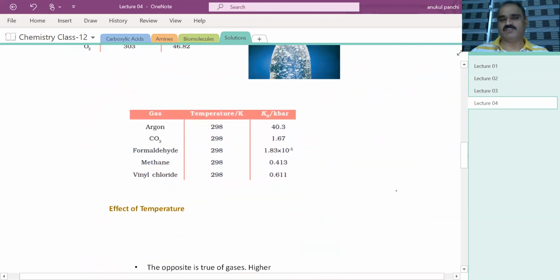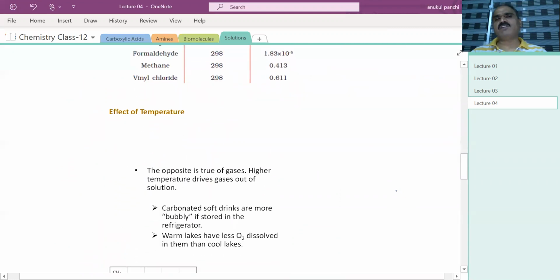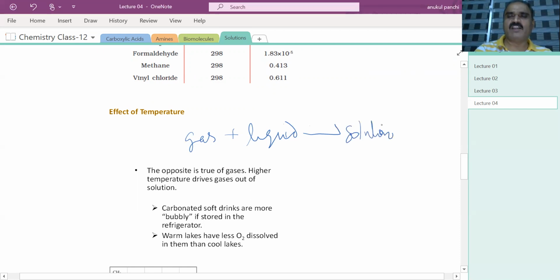effect of pressure. Now, effect of temperature. In temperature, again, Le Chatelier's principle plays its role. When a gas goes into a liquid to form a solution, what do you think? What will be the value of delta H? What will be the enthalpy change? Will it be positive or negative? Will the process be exothermic or endothermic? Can you guess? Yes, you can guess.